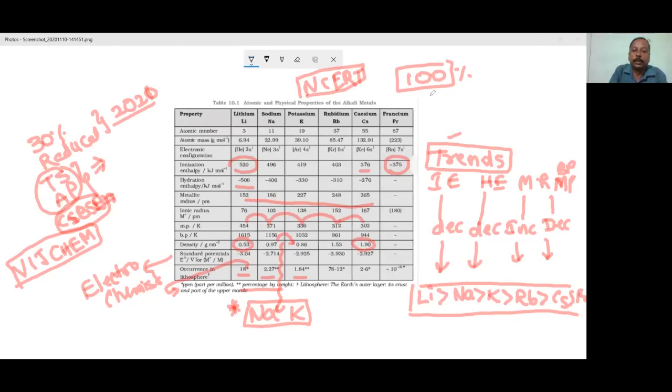So this is how you will read the tabular form in the NCERT. It is applicable for all tabular forms, not only for alkali metals. These notes are going to be a savior for your career, let it be board exam, let it be competitive exams.